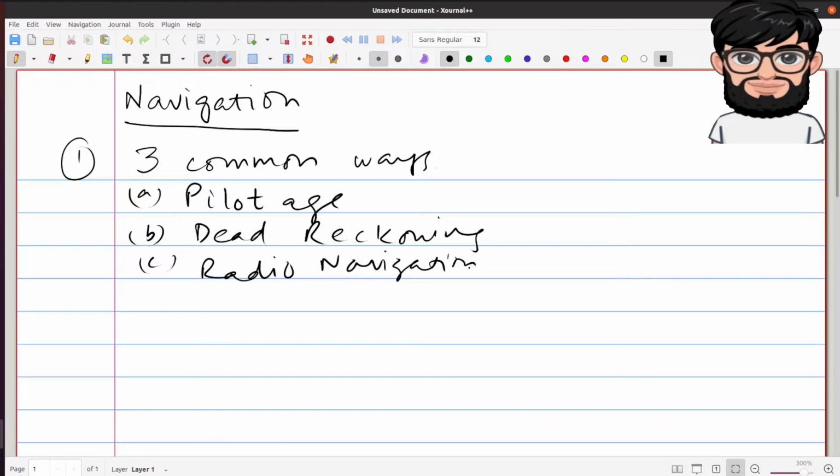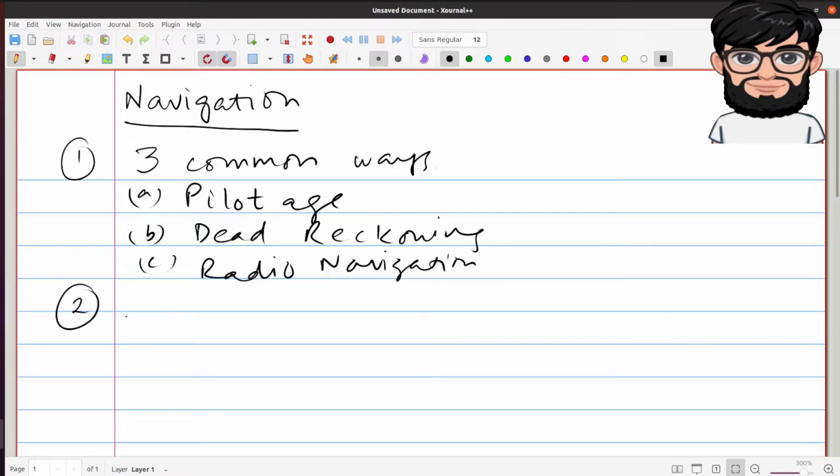And the second one is dead reckoning. So you may or may not have the sectional chart, and you are actually computing everything, the direction and the distance from the known positions. So that would be called dead reckoning. And radio navigation is where you are using the radio aids in order to navigate.